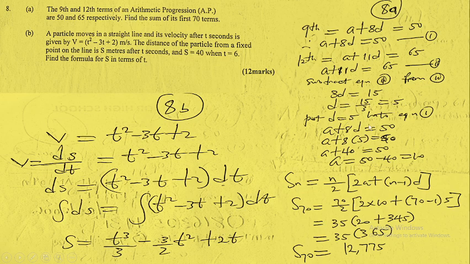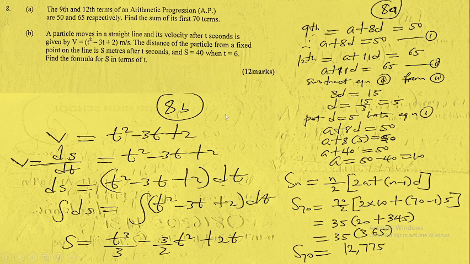Then you can put D into equation 1 or 2 to find the value of our first term. So we put D equals 5 into equation 1. What's equation 1? A plus 8D equals 50. Anywhere you see D, you put 5 there. That means you have A plus 8 times 5 equals 50. 8 times 5 will give us 40. Then A plus 40 equals 50. Collecting like terms, A will be 50 minus 40, that will be 10. So the first term of that sequence is 10.